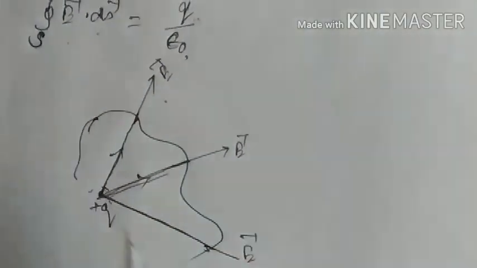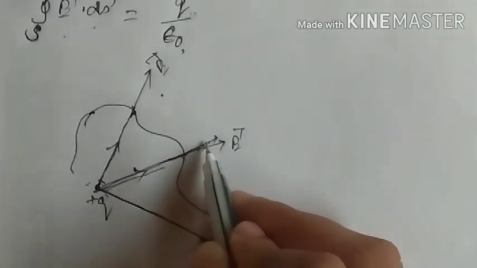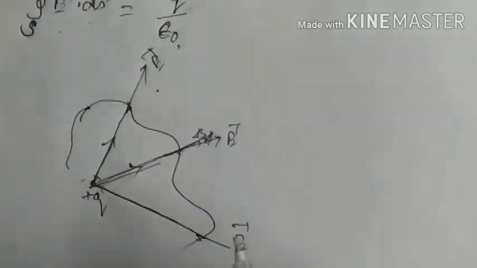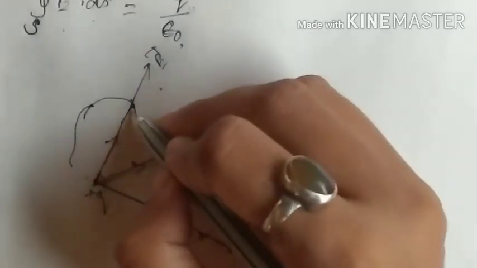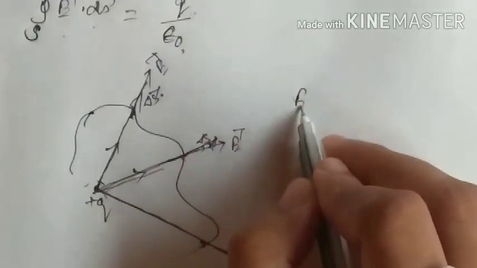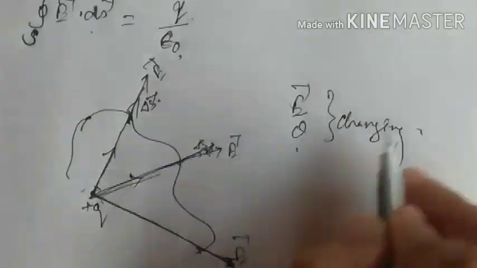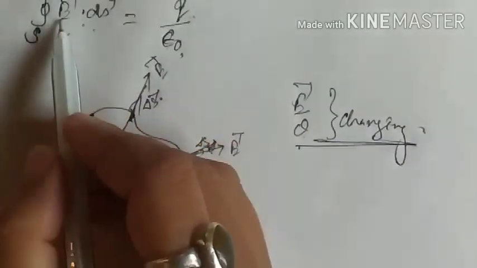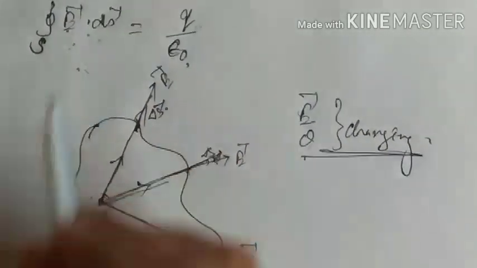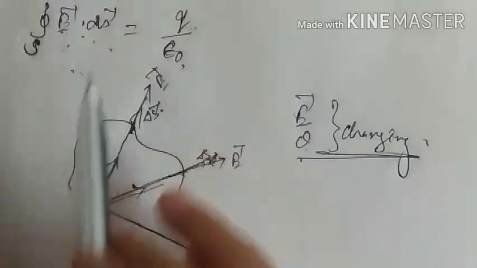Another thing you can observe is the area vector for a particular region, here something like this. Here it makes some angle theta. Here it is something like this, so here it is making some angle theta, and again here some angle theta. So E as well as theta are changing. We can't solve by simply taking E outside and integrating ds, and that complicates our calculation.